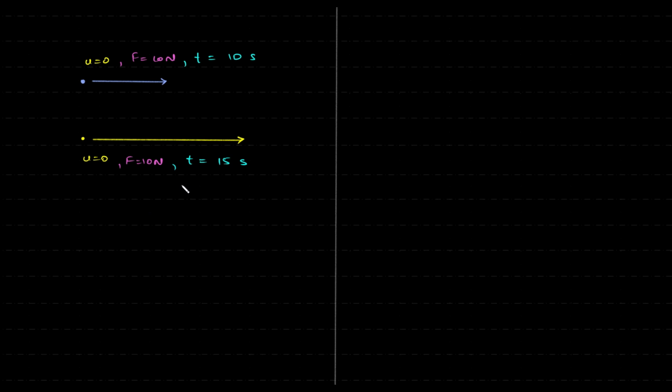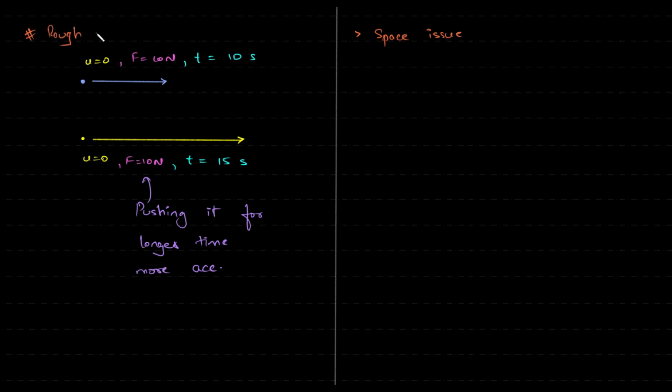Obviously, the second one. We are pushing it for a longer time. So here I'm able to push it for a longer time, and so more acceleration. Now, what if I don't have this much space? How else can I do it? If there is a space issue, a space constraint, what can I do? Think of it. So this is the basic idea of cyclotron.